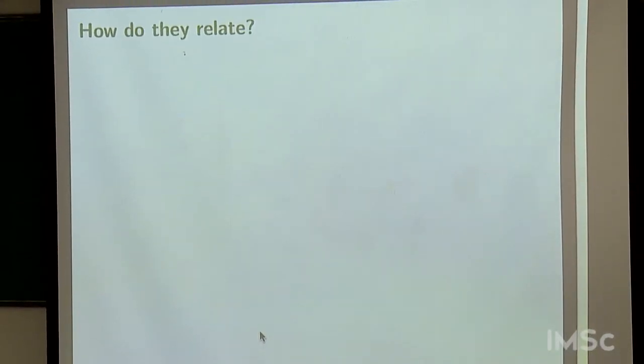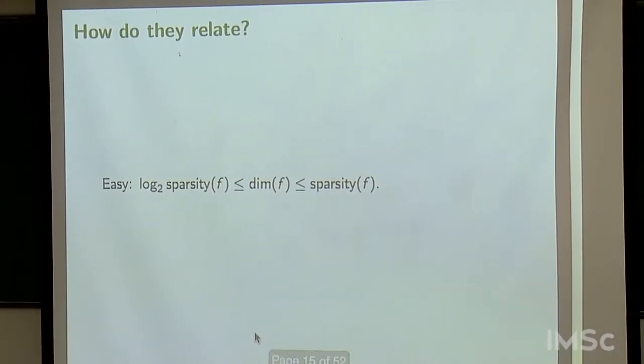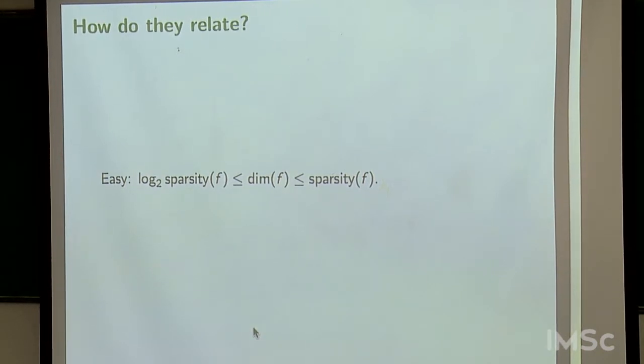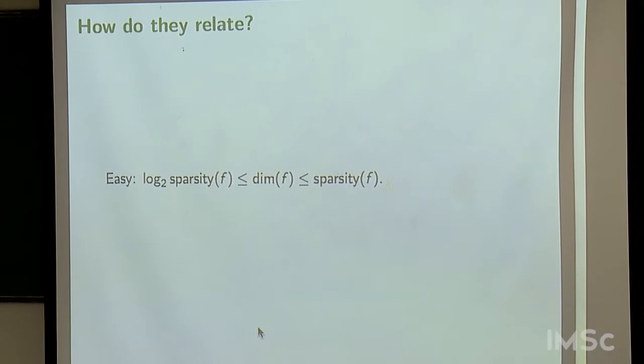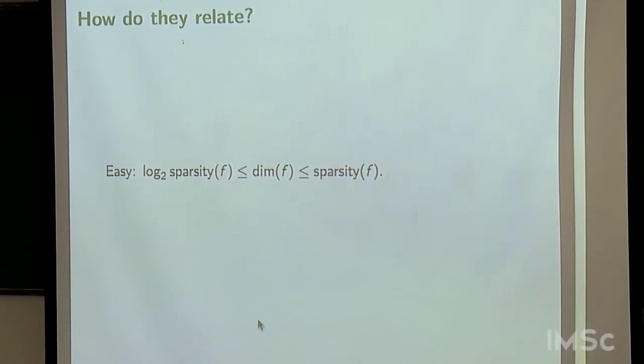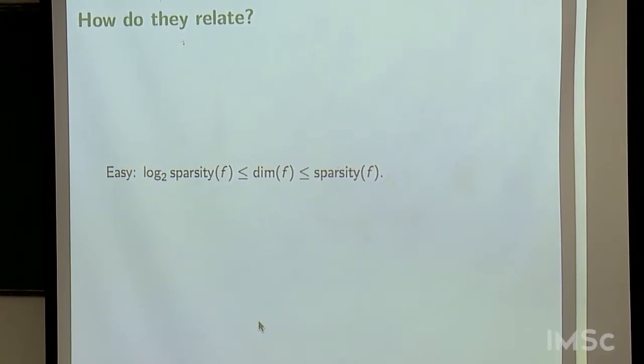So now the question we'll ask is how do these two measures, dimension and sparsity, relate to each other? This relationship is immediate from the definitions. Dimension is of course upper bounded by sparsity, because dimension is the number of linearly independent vectors, which is of course upper bounded by the total number of vectors. And it's lower bounded by log sparsity to the base 2 because it's an F2 space.